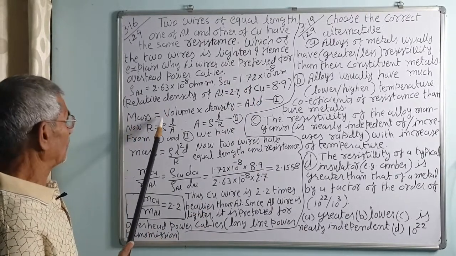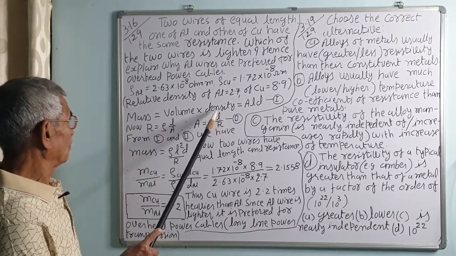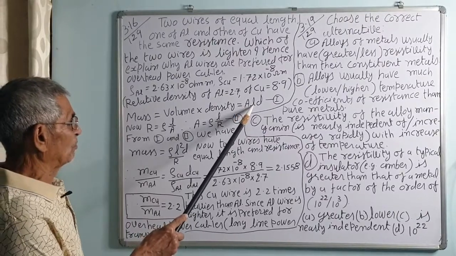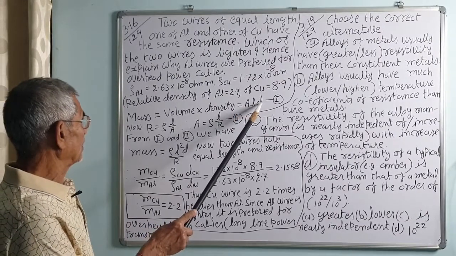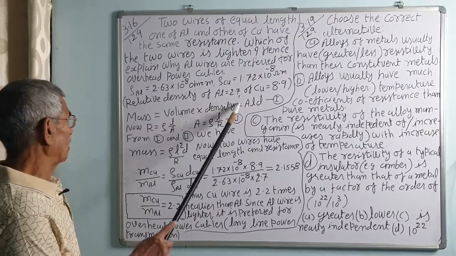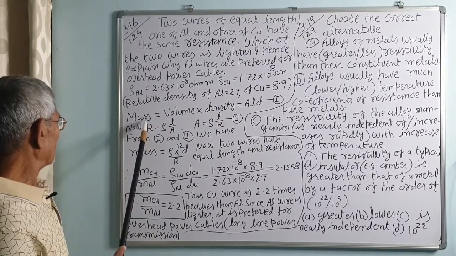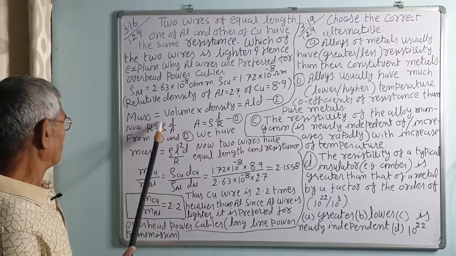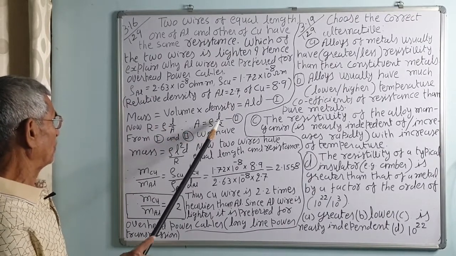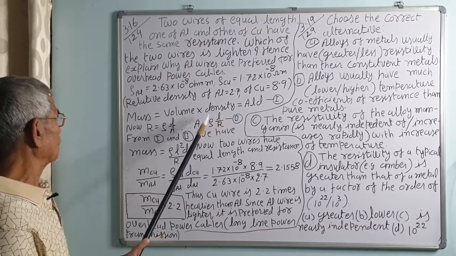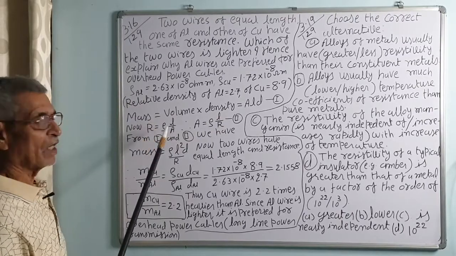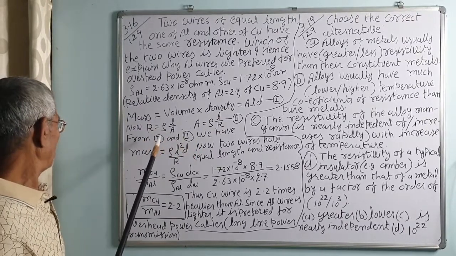We know that mass is equal to volume into density. If cross section area is A and length of the wire is L and density is D, then volume is AL, and AL into density is the mass. Now, resistance is equal to rho into L upon A. Therefore, A is equal to rho L upon R, because A is not given. So, we have to calculate by using this equation, R is equal to rho into L by A.